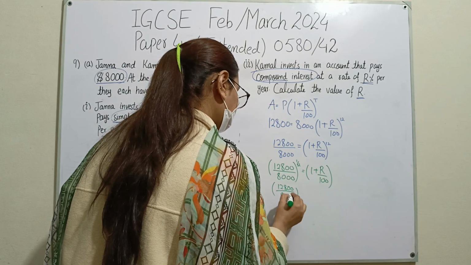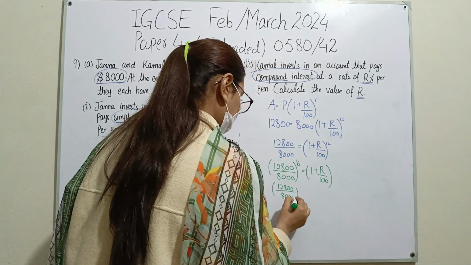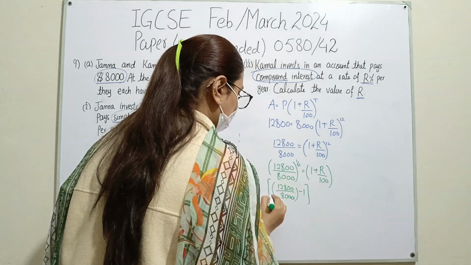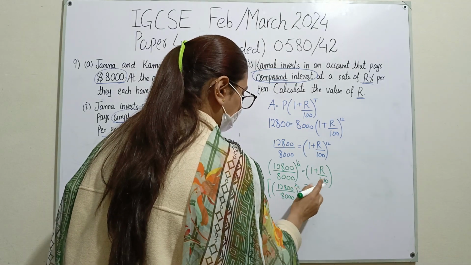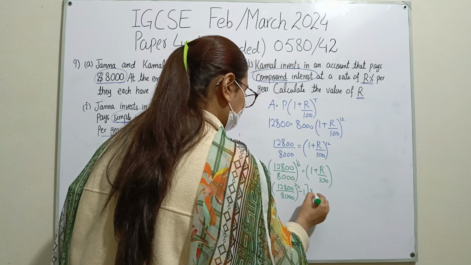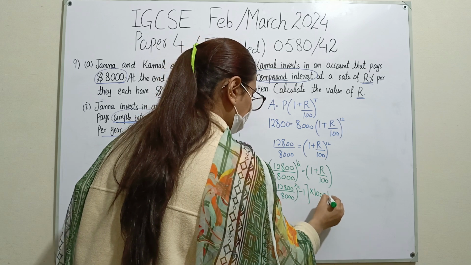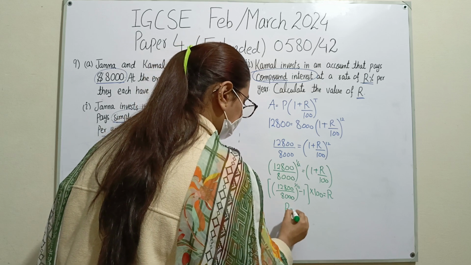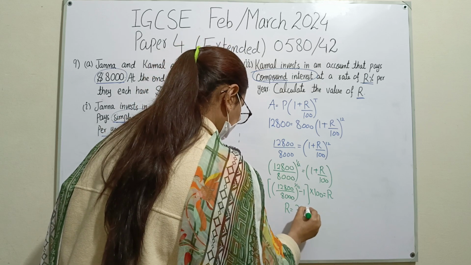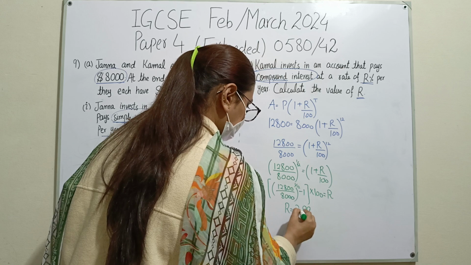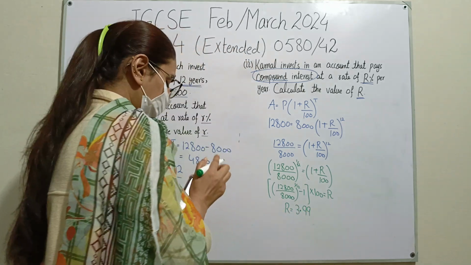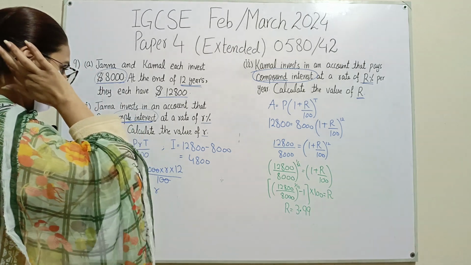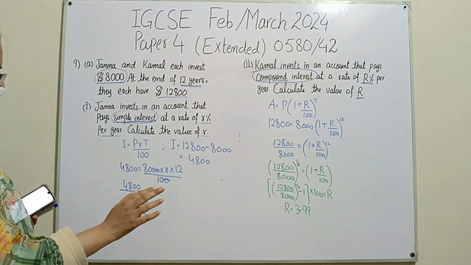12800 by 8000, this one will be minus from here, and this 100 will get multiplied with the left hand side. So the value of r after calculating will be 3.99. As this is a calculator paper, you can use a calculator rather than calculating by hand.